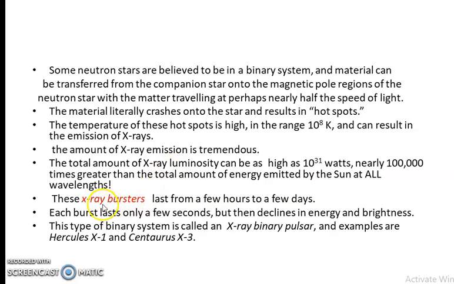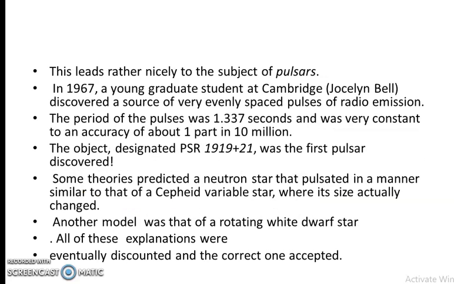So these are called X-ray bursters. So that lasts from a few hours to a few days. Each burst lasts a few seconds, and the total bursting period is hours to days. So a burst starts, lasts seconds, then the energy and brightness decline, then the next burst comes, so it arrives as bursts. This type of binary systems are called X-ray binary pulsars. Because they emit pulses in bursts, they are called pulsars. And the examples are Hercules X-1 and RXS 3, etc.